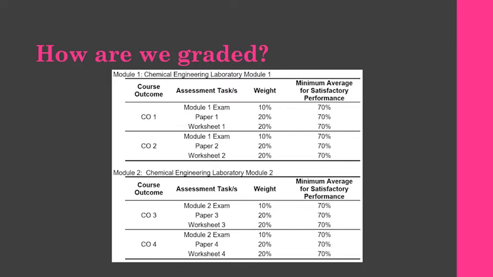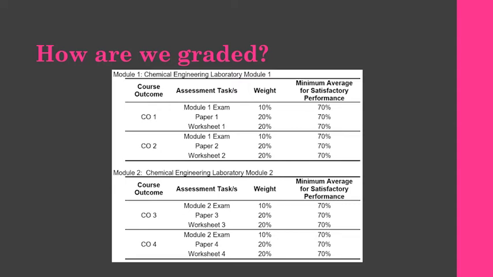For the assessment tasks labeled as worksheet, that is worksheet 1, 2, 3, and 4, these are the experiments wherein there are no lab reports. Instead, we will have a peer review of a few guide questions. Okay? So the peer review is for experiments 2, 4, 6, and 8.